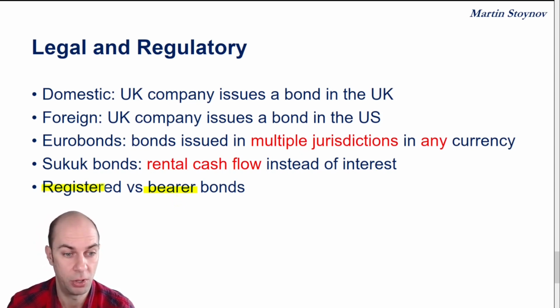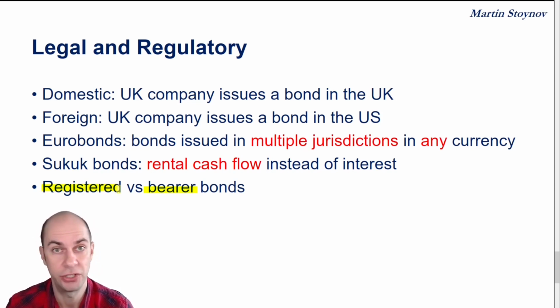Whereas a registered bond is obviously a bond where your name gets registered in a database and you are known to be the owner of that bond. So going forward, Eurobonds are registered bonds, but in the past they used to be bearer bonds.